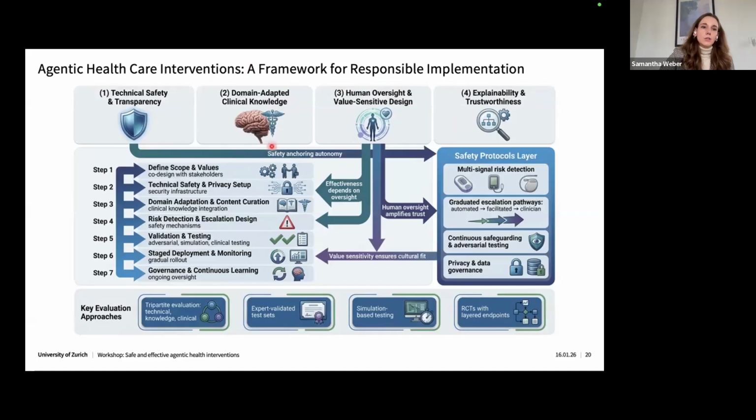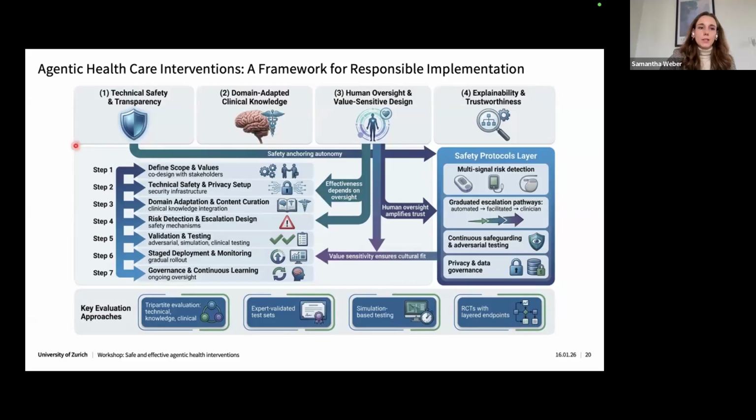As mentioned, we also need to work with domain-adapted clinical knowledge. Depending on the disease we want to work on or study, we should adapt the AI accordingly. For example, a mental health chatbot certainly does not have the same constraints as, say, a diabetes chatbot. On the other side, what is important is human oversight in the whole project of developing it, but also evaluating it.